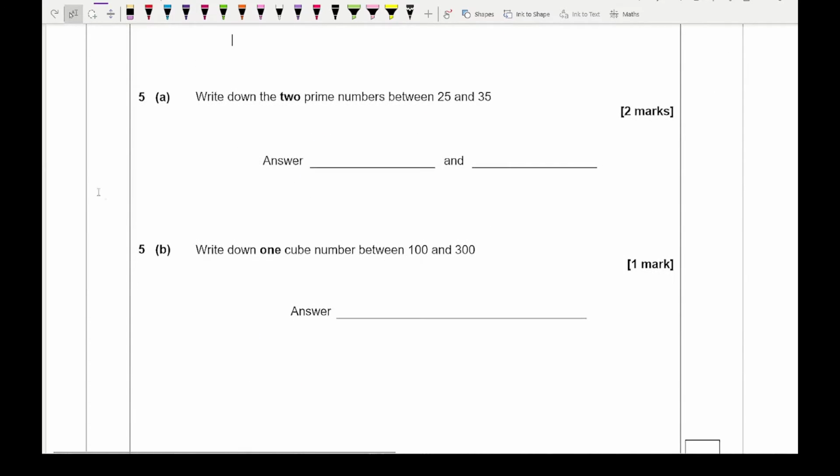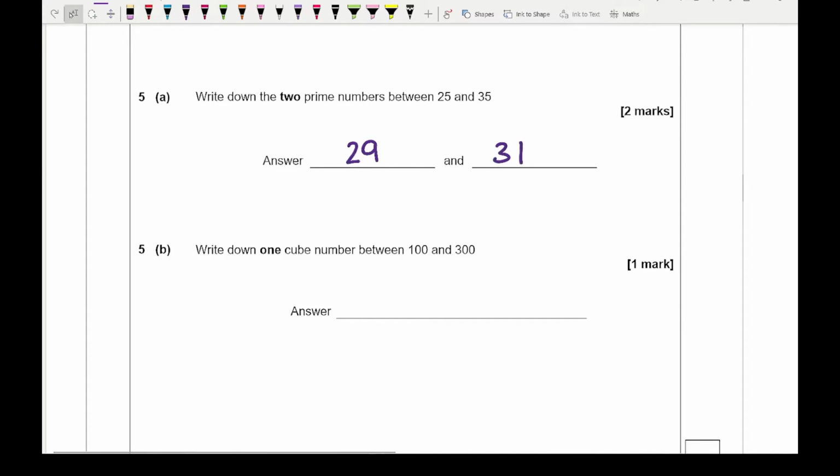Moving on to question 5a, it says write down 2 prime numbers between 25 and 35. So here if you just go through the numbers, so 25, can't use that one, 26 not prime, 27 not prime, 28 not prime, 29 is prime, so we can write that down. Then we've got 30 which isn't prime, 31 is prime, and there we've got our 2 numbers.